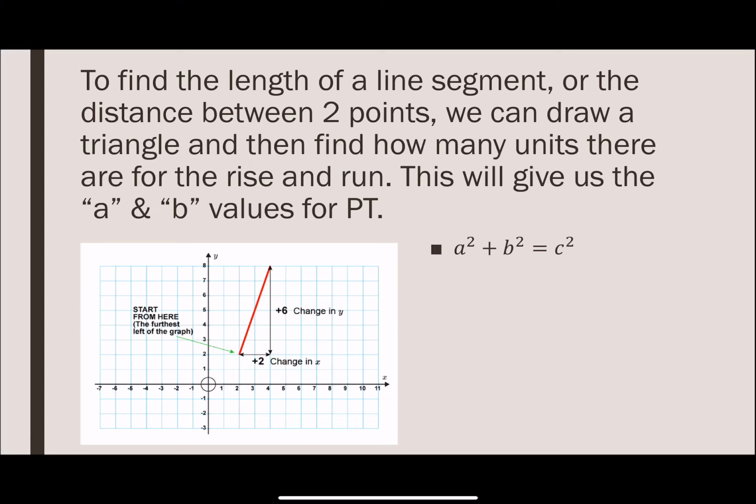So using Pythagoras theorem, we will replace a as 6 and b as 2. 6 squared will give us 36, 2 squared will give us 4. Adding that up, we get 40. So to find c, we will take square root of 40, and that will give us 6.32, correct to 3SF. So this 6.32 is actually the length of the red segment.